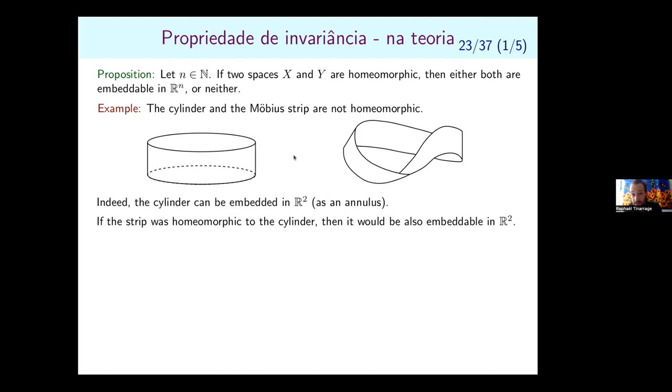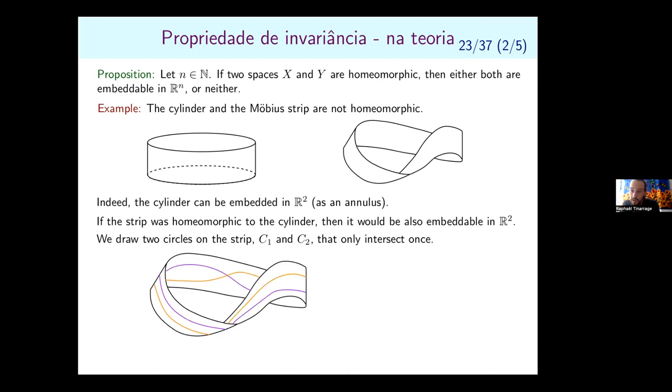Now, I will prove that the Mobius strip cannot be embedded in R2. To do this, I will draw two circles on the Mobius strip. So you have to trust me, or to trust this drawing, that these two circles here that I draw only intersect once at this point, right?